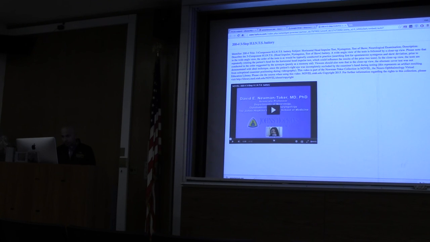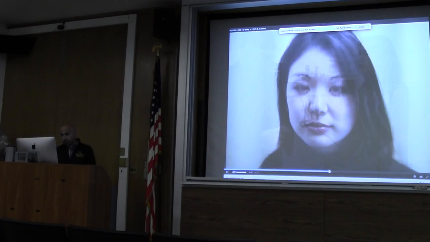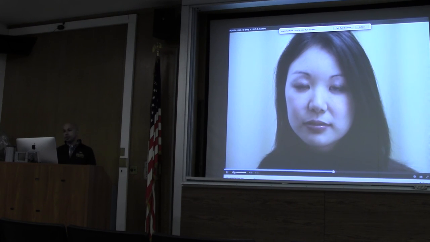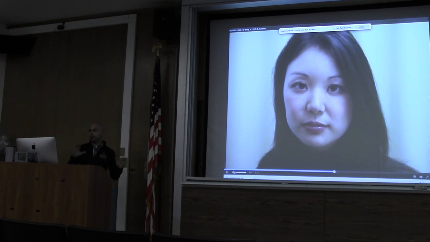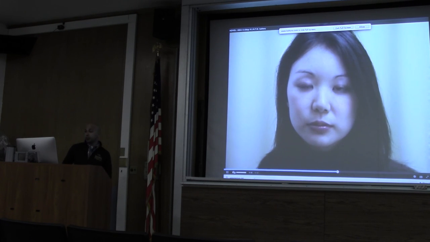So this is actually Newman-Toker doing it. And I'm not sure how to do sound. But when you're just looking at this, when he does the test of skew, he is not positioned directly. This is from the camera's perspective, so you don't have full coverage of the eyes from the camera's perspective. But the first thing he's going to do is the head impulse.